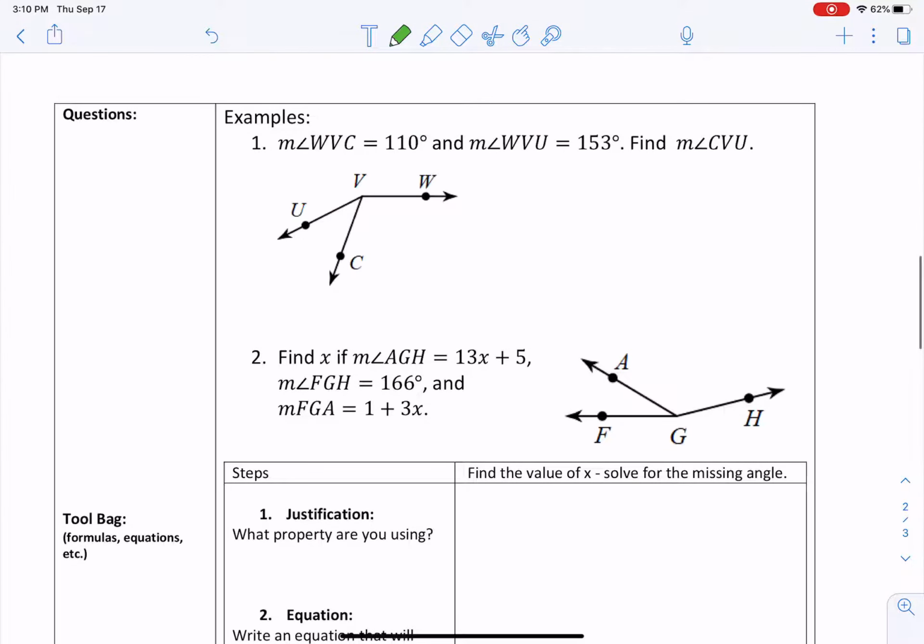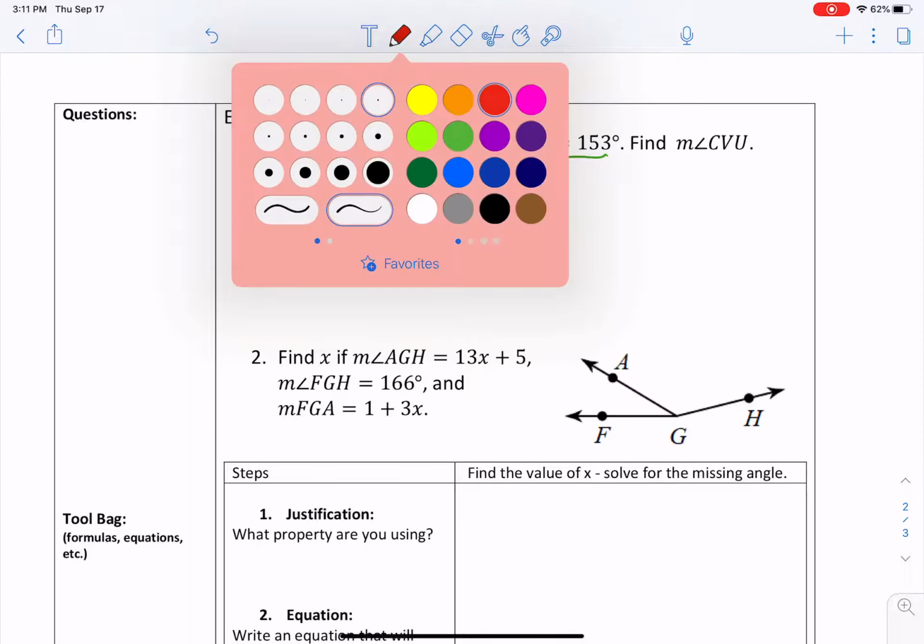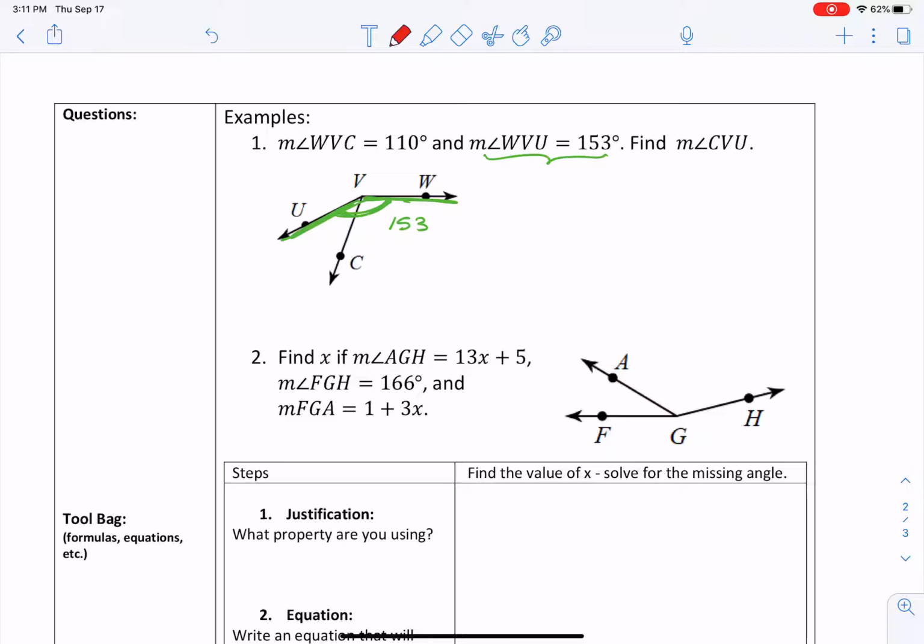So here's the first example. We have angle WVU, and the whole thing is 153 degrees. Because here's the measure of angle WVU. Angle WVC, this angle that I've drawn in red, is 110 degrees. So this piece is 110.